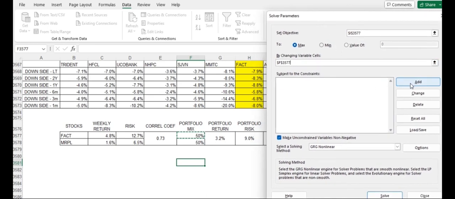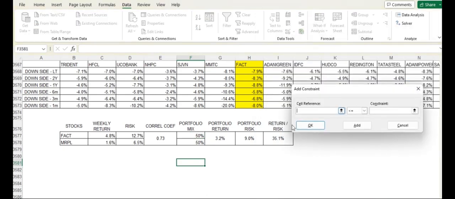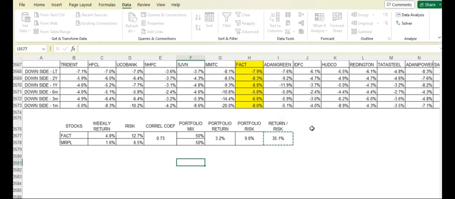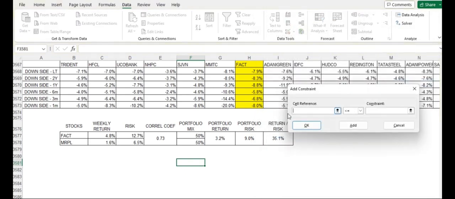Now these are the two changes that we need to make in terms of the solver. We need to put in two constraints, and the constraints are none of the portfolios should have a share which is less than 5%. So here I put in this particular value, which is the mix for fact, and it should be greater than 5%. So this is a constraint that I'm putting in. Similarly, I will put one more constraint, which should be the mix of MRPL, and that also needs to be greater than 5%.